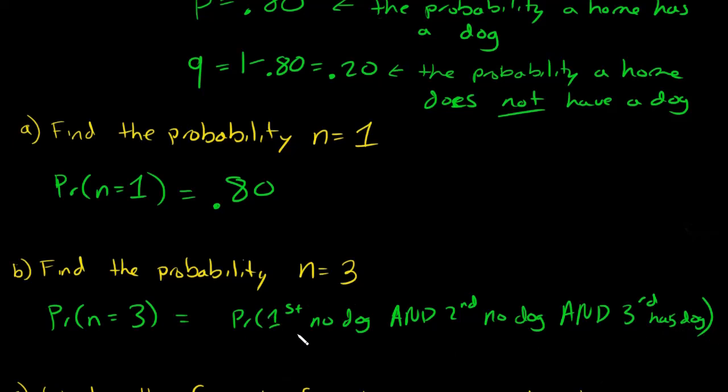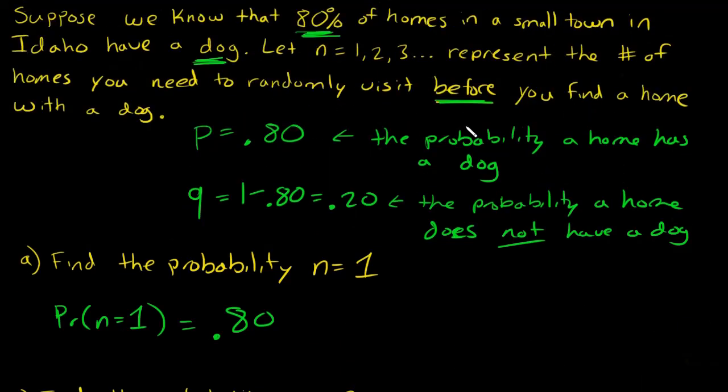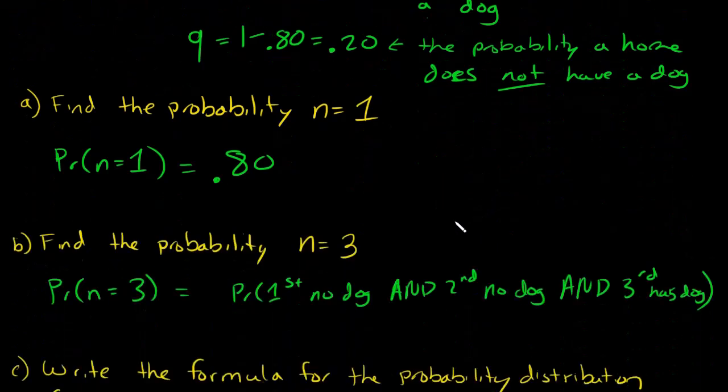Another point: in order for these to be a geometric probability distribution, you need each of these homes to be independent of each other. Since it says we are randomly visiting different homes, we have that independence assumption. It's not like the first person knows the second person and they know the third person. These homes are just very independent of each other. There's no relationship between these homes. So because of independence, we can use the multiplication rule.